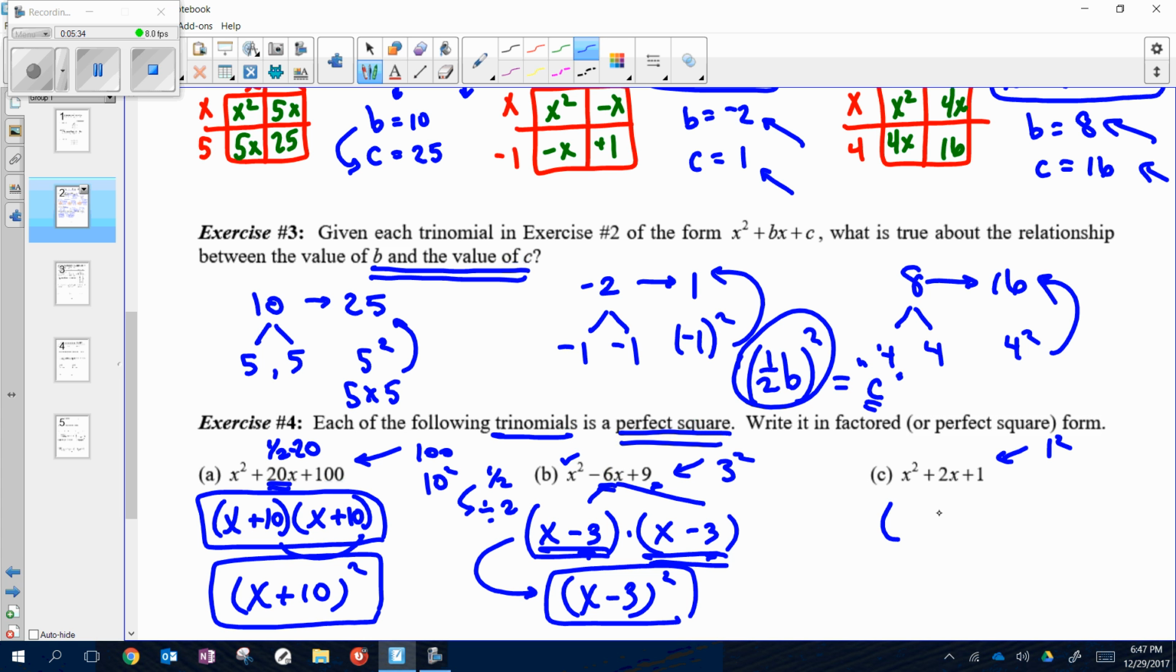How about this one? See if you can think about this before I complete it. I'll start with the x and the x. Think about the number that would go here.